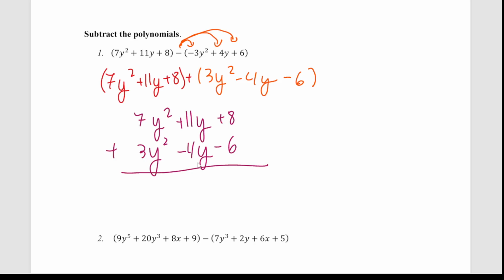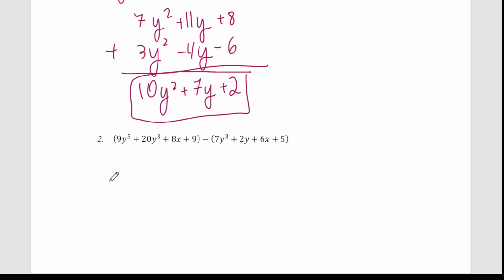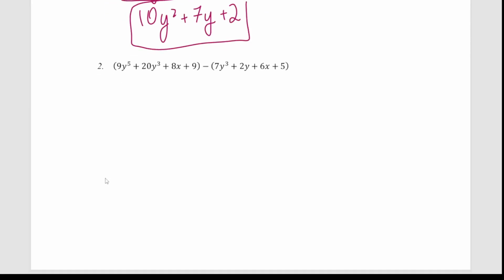And now that I have this vertically lined up, I'm good to go. Positive 7y squared plus 3y squared will get me 10y squared. Positive 11y minus 4y will get me positive 7y. Positive 8 minus 6 gets me positive 2 as a final answer. So notice once I've already distributed that subtraction, I just treat this as though it's an addition problem. Go ahead and pause your video and try this next one yourself before we go through it.